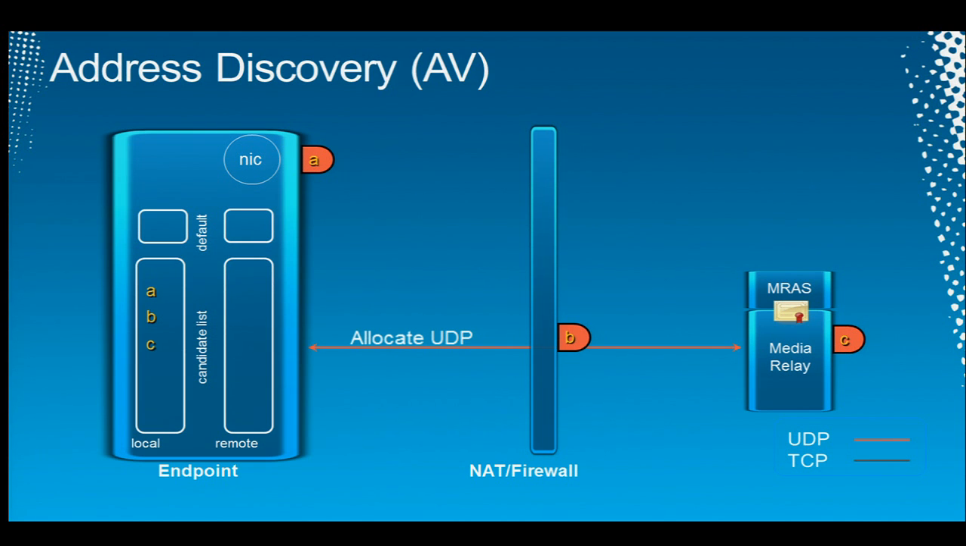These are called candidates. We talked about the candidate list, and those are the IP addresses that it can advertise to the other user. Those A, B, and C would be allocated for the UDP transport. Similarly, for TCP, it would establish D and E as candidates. By default, we'd use candidate C, which is the UDP port on the media relay, and that would be the default port that would be used.